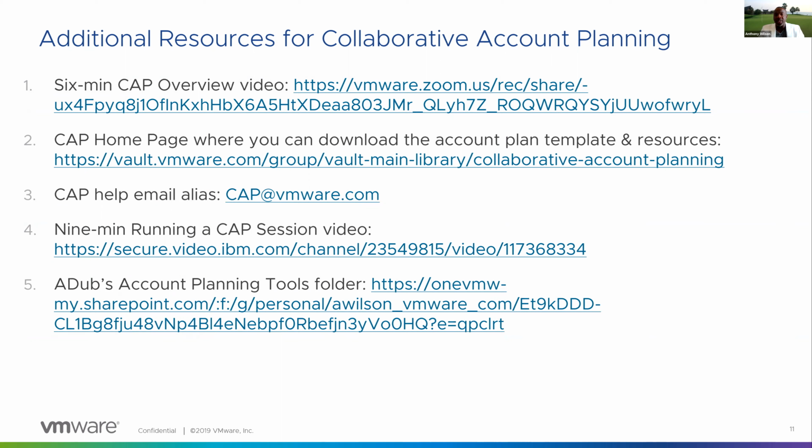You can find it on Vault. There's an email alias to help with CAP. I've got a planning folder that's out there on the page as well. All of these are resources to help you make your collaborative account planning sessions as effective as possible, especially now remotely, since we can't all get in a room together and do it. Don't try and boil the ocean in a 2.5-hour Zoom session. Not going to work. You're going to lose your audience. Spend about 45 minutes focused on just one particular action item.